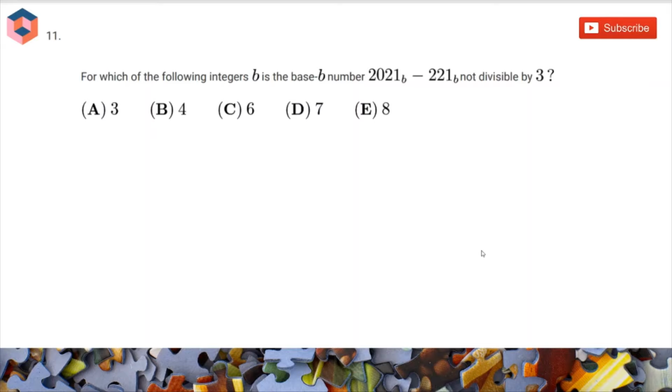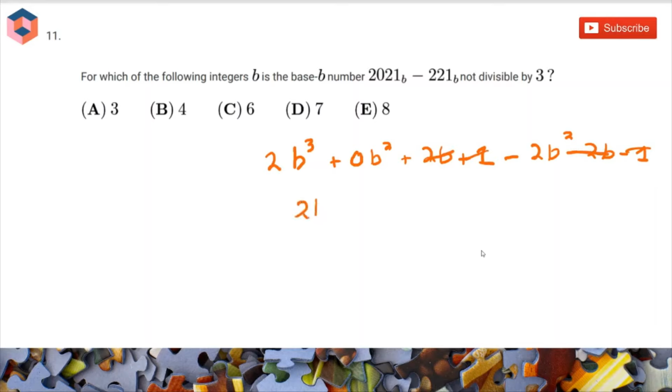In base b, 2021 is equal to b cubed times 2 plus 0 times b squared plus 2b plus 1. Now this second number, and notice how similar this is to base 10. In base 10, b is just equal to 10, and that would be our normal place value system. So minus 2b squared minus 2b minus 1. So this 2b cancels out, this 1 cancels out, and we're left with 2b cubed minus 2b squared.